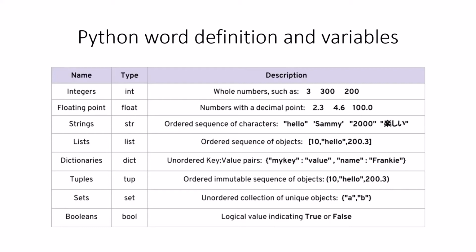Then we have dictionaries, which are ordered key-value pairs. I don't want to get too in depth because there are going to be lessons for that. Then we have tuples, an ordered immutable sequence of objects, which you can see. They're kind of like lists, but they're different, and I will be telling you in later lessons. Then we have sets, an unordered collection of unique objects, and booleans, which are basically a logical value indicating true or false.